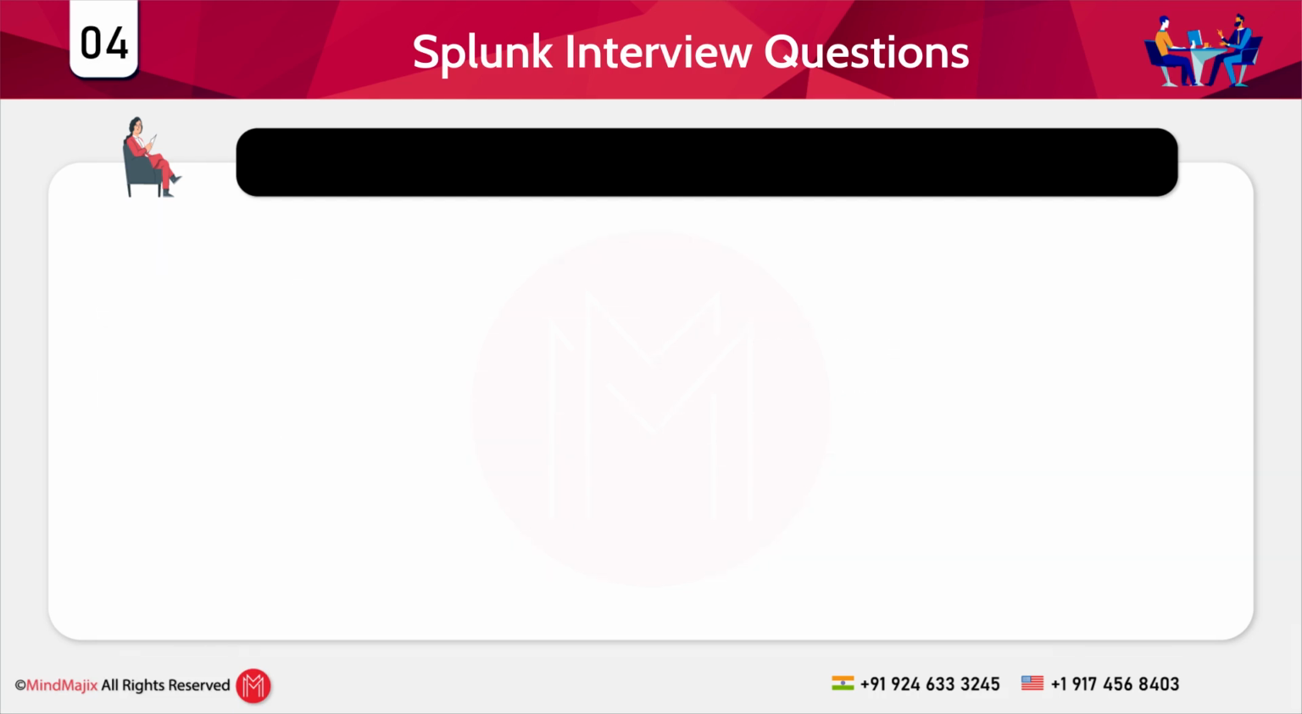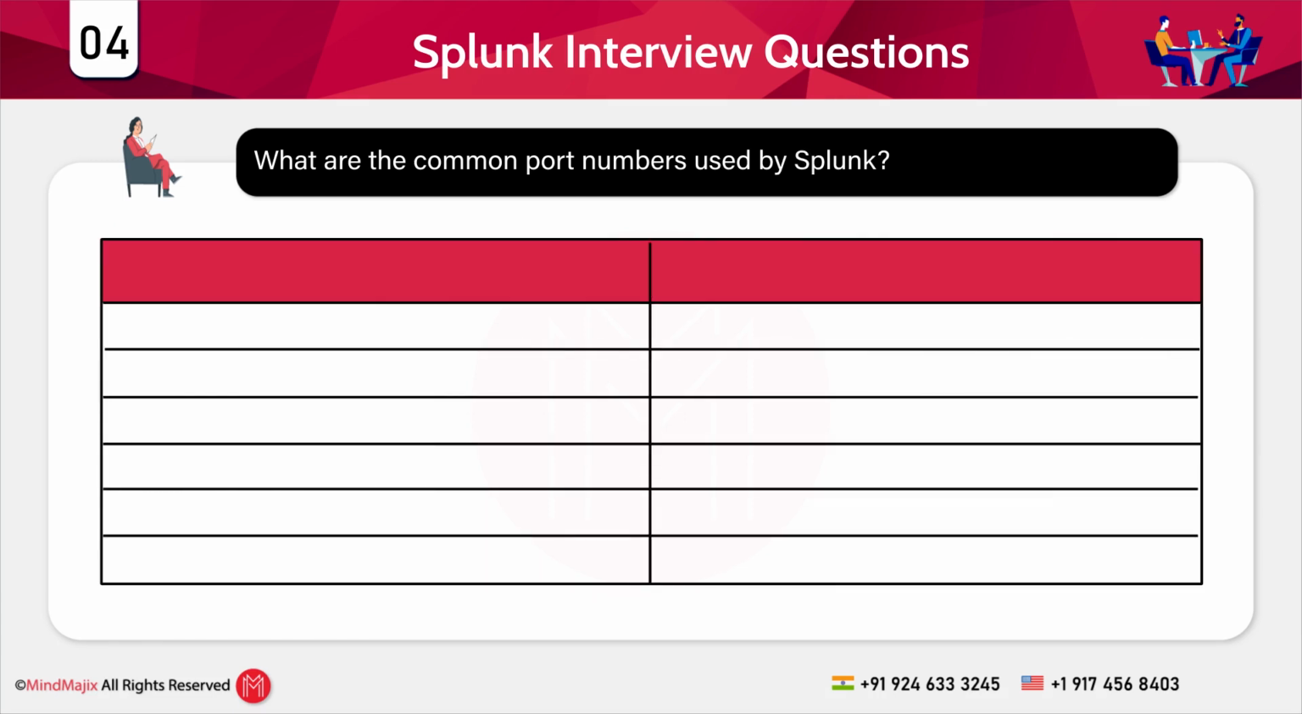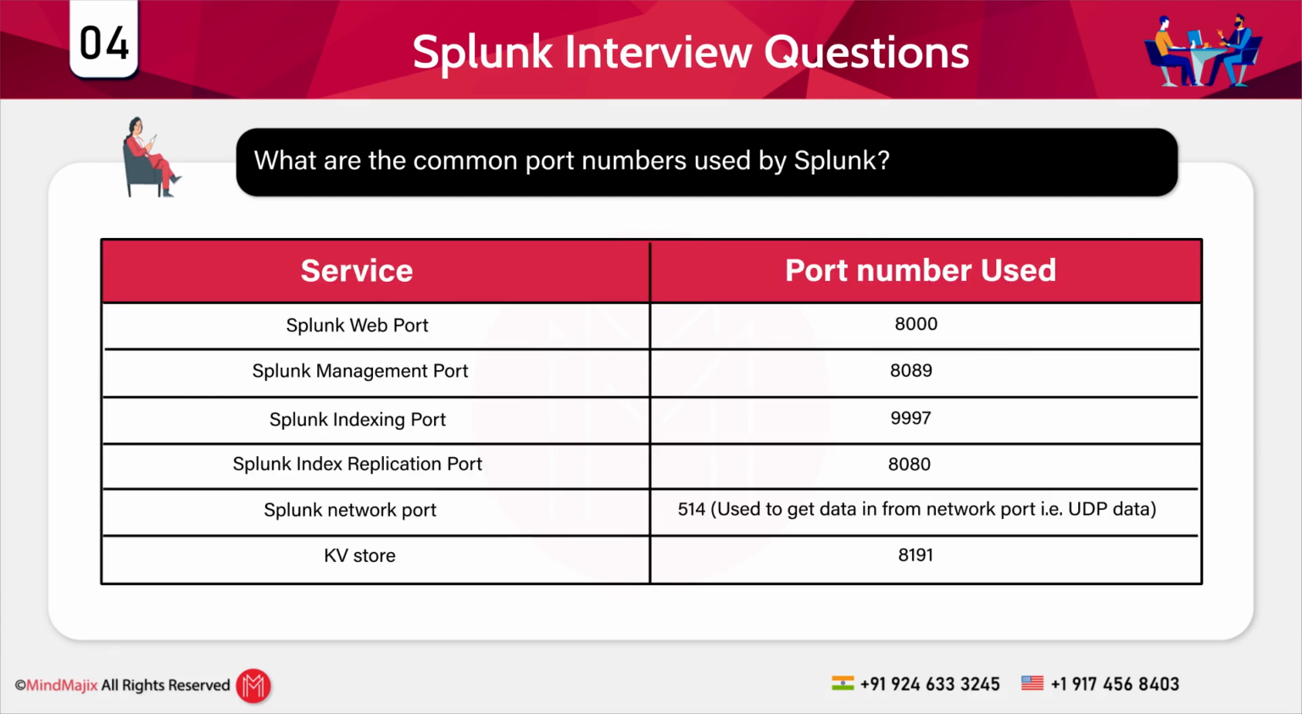So guys, the next question over here is, what are the common port numbers used by Splunk? As you can see over here, these are the services and the port numbers used for them. If you talk about Splunk web port, here you have port number 8000, whereas for Splunk management port, you have port number 8089. And for Splunk indexing, you have port number 9997, and for Splunk index replication port, you have port 8080.